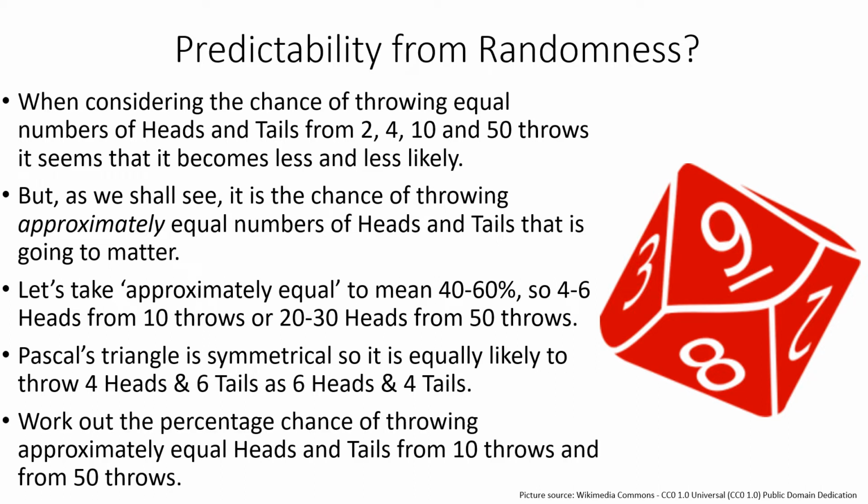So we can work this out using Pascal's triangle. What's the percentage chance of throwing approximately equal heads and tails from 10 throws and also from 50 throws? So it's going to be slightly more laborious because we've got to consider the different possibilities that are involved. But we'll look at the answer on the next slide.